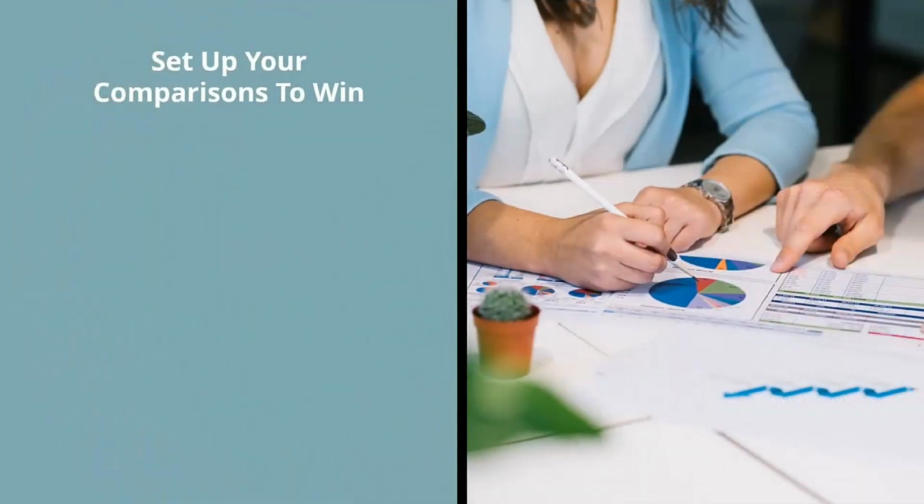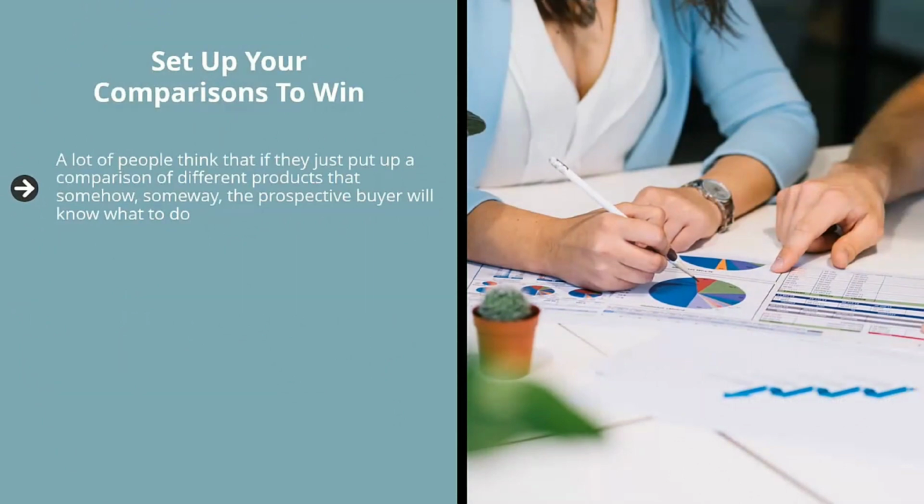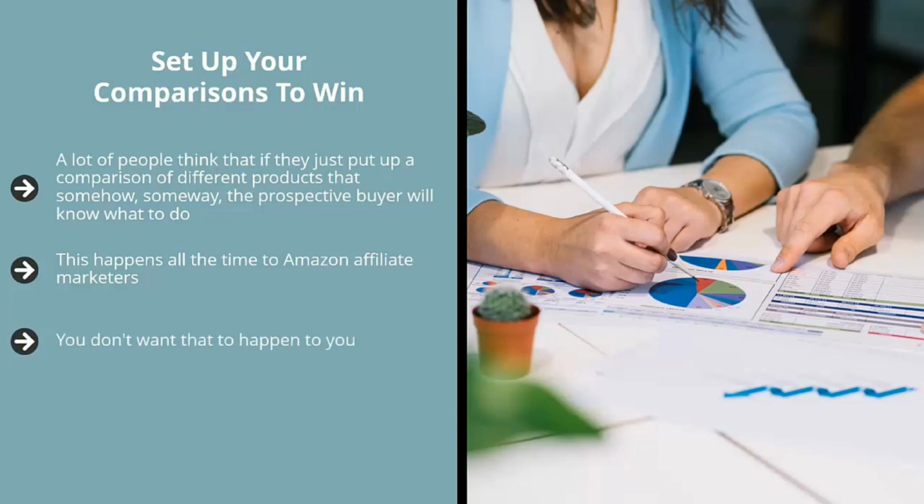Set up your comparisons to win. A lot of people think that if they just put up a comparison of different products that somehow, some way, the prospective buyer will know what to do. Well, chances are they'll get pieces of information from your comparison chart and buy somewhere else. This happens all the time to Amazon affiliate marketers. It's really sad that they do all the heavy lifting and research, only to end up with a whole lot of nothing because their prospective customers spend their hard-earned dollars somewhere else. You don't want that to happen to you. So, you have to set up your comparisons in an underhanded way. Basically, just by looking at the comparisons, it becomes abundantly clear what direction you're pushing them to.